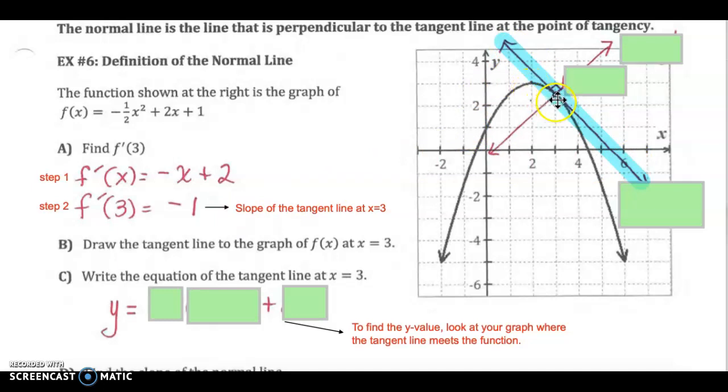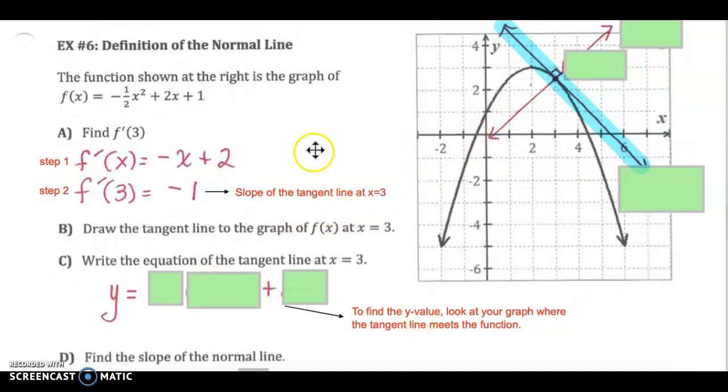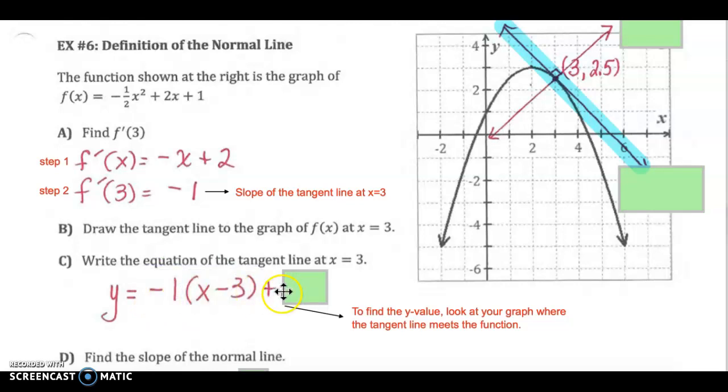Slope of negative 1. Okay, and then part C says to write the equation of the tangent line at x equals 3. To do that, we need to find the y value because we know the slope is negative 1 and we know our x value is 3. We just need this y value right here. If we look at the graph, we could pretty much estimate that it's 2.5. So that's our y value, and we can just plug those in. We said our slope is negative 1, and then we have x minus 3 plus 2.5.